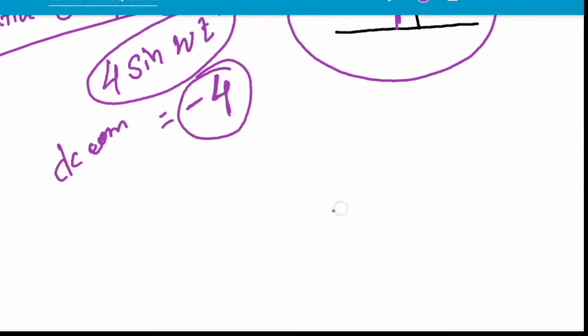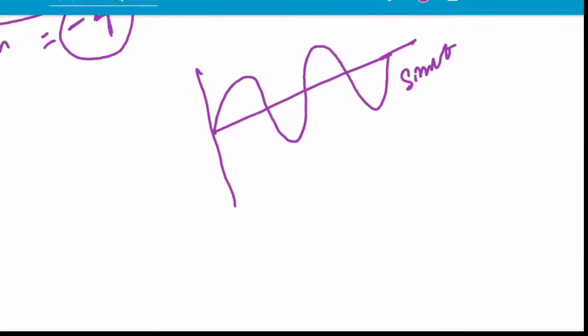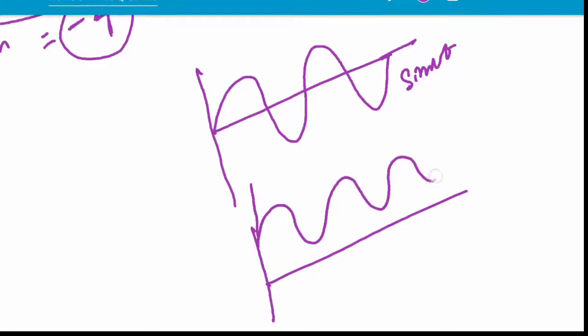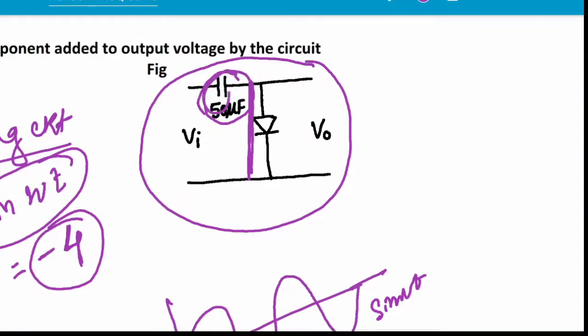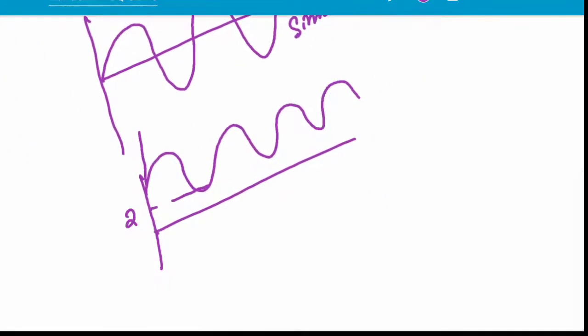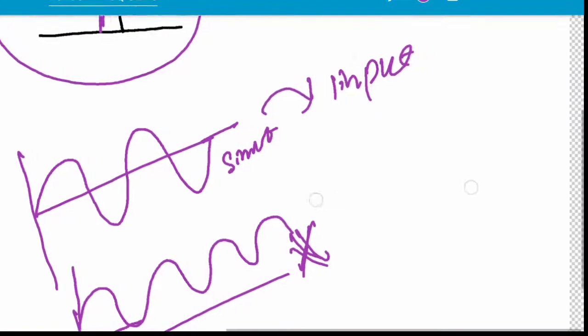Suppose this is the circuit, and the input is 2 plus 4 sin omega t. It will be like this, shifted 2 above. If I have added a capacitor here, then it will be the same for the diode. It will be cancelled out, only this will be the input, and in case of a clamping circuit only the shifting occurs.